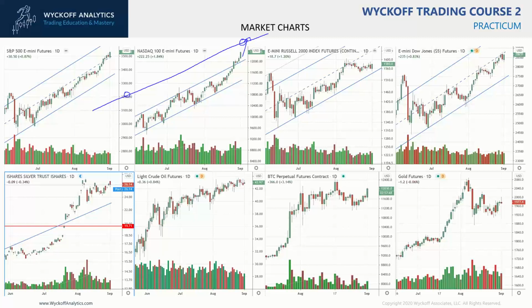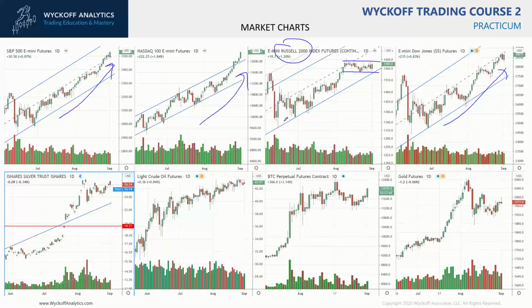From Iqbal: the expected rotation from large to small caps has not materialized. Is that a warning sign? We definitely would like to see Russell follow, right? Just for the rally to be broad in breadth. But I would say that with the Dow, the S&P and NASDAQ, we have quite a broad rally at this point in time. It was a big question since the March 23rd lows, and then that market breadth was increasing.